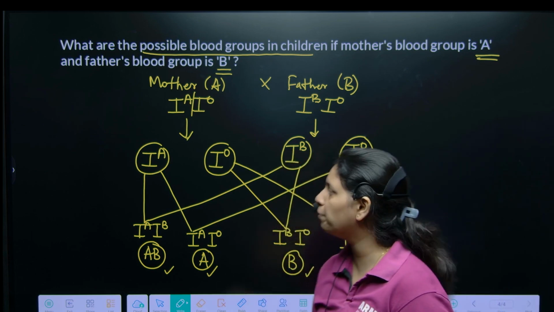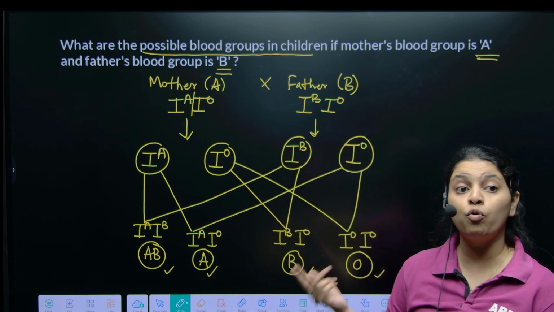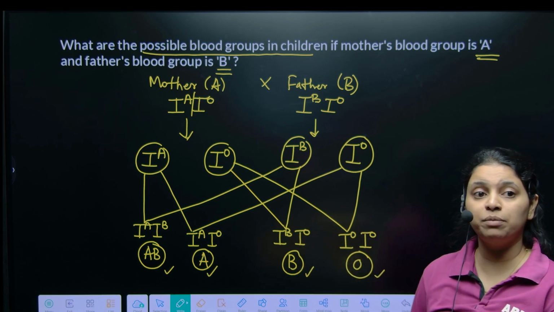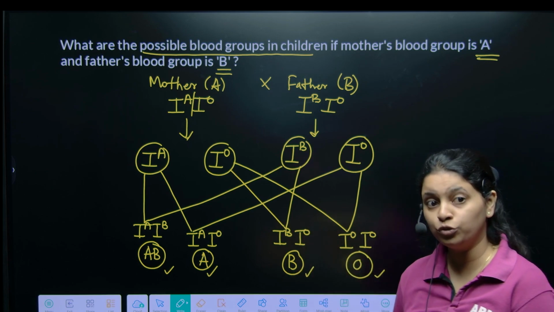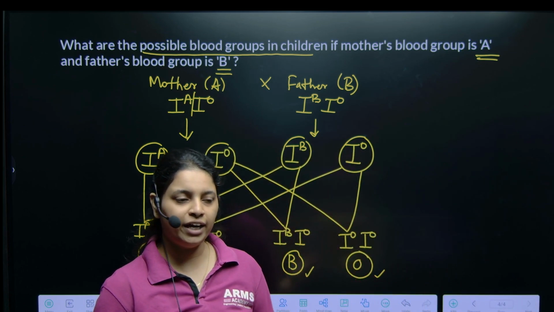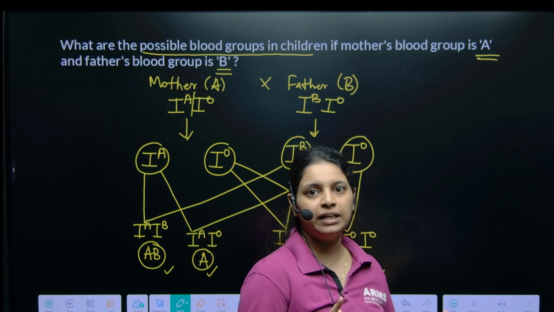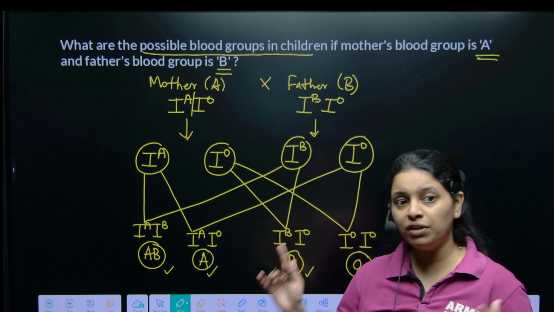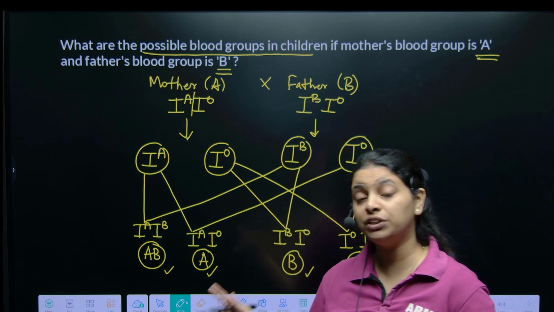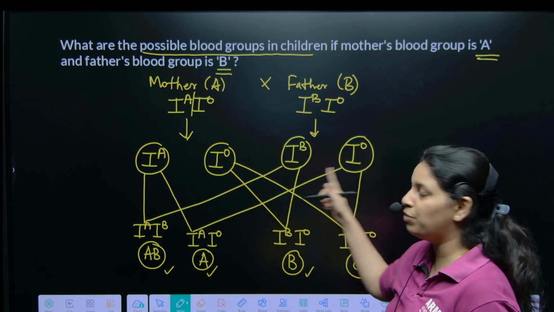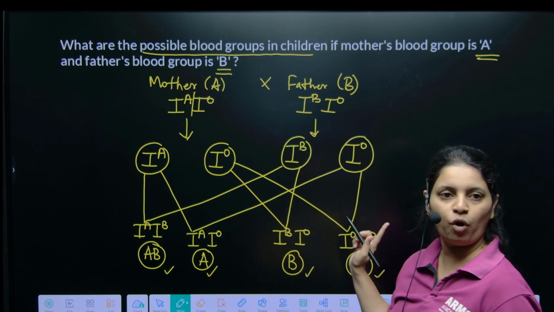Now it will ultimately depend on whether the mother and father are homozygous or heterozygous. We have found all the possible blood groups in children. So this is how you have to approach such problems. These problems are very easy. You have to know how different allelic forms are present, and in which case complete dominance is seen, in which case codominance is seen. Make sure you write the gametes properly, then your problem is solved.